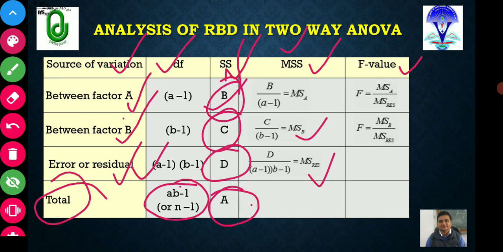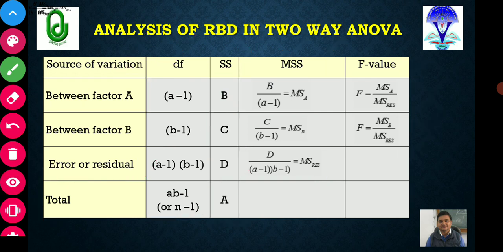How will you find the F value? You have to calculate the F value: mean sum of square due to factor A divided by mean sum of square due to error. So you will get the F value by dividing the variance of that particular factor by the error variance. So mean sum of square due to factor A divided by mean sum of square due to residual, that is error. Then the F value for factor B: mean sum of square due to B divided by mean sum of square due to residual, that is error. So now you have the F value for both the factors.